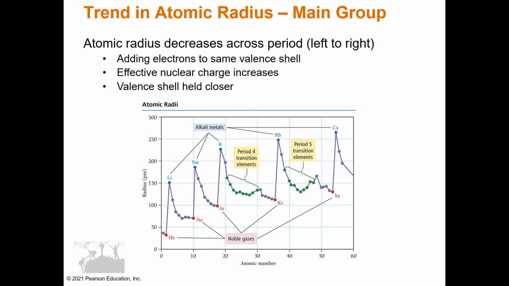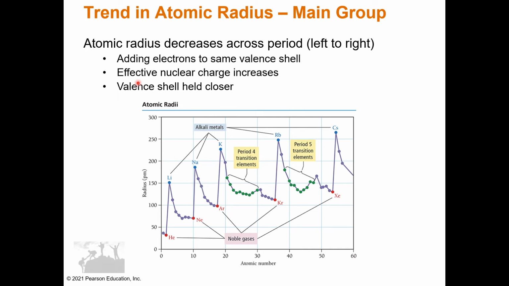Here we could see in this picture that the atomic radius decreases across the period from left to right. So let's take a look at lithium. It's in the second period. Just generally speaking, as we move from left to right, going towards neon, the atomic radius is decreasing. Now, why is that? That's because effective nuclear charge is increasing going from left to right.